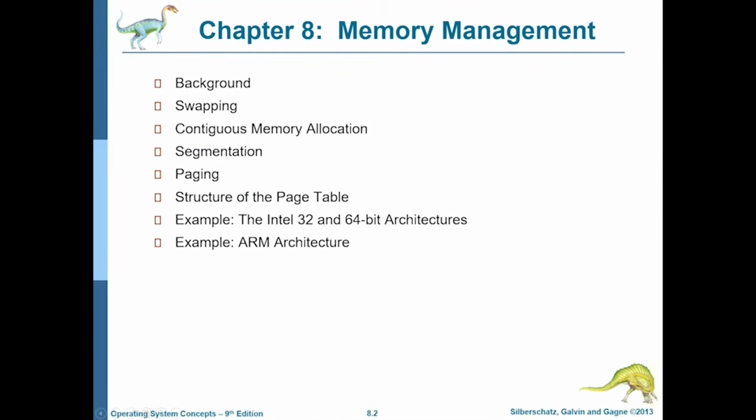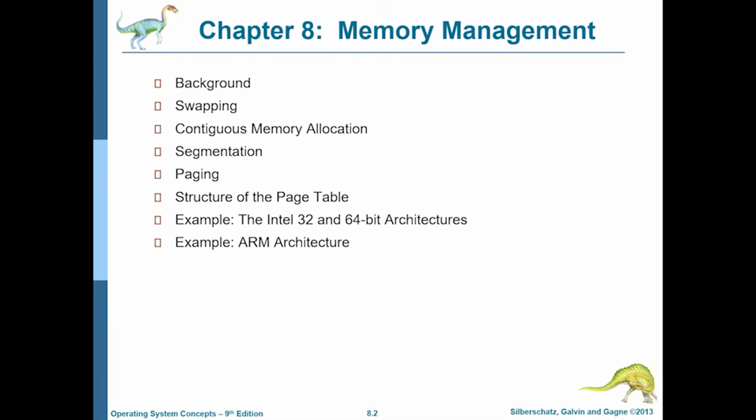Let's proceed. First we will look at some background, and then we will look at what swapping is. Swapping happens when the system runs out of memory and you need to swap one process for another because you cannot keep so many processes in memory at the same time. Then we will look at contiguous memory allocation, because if memory is not allocated contiguously, then programs will find it very difficult to run. So the operating system has to do special things along with the help of hardware to be able to allocate memory to processes contiguously.